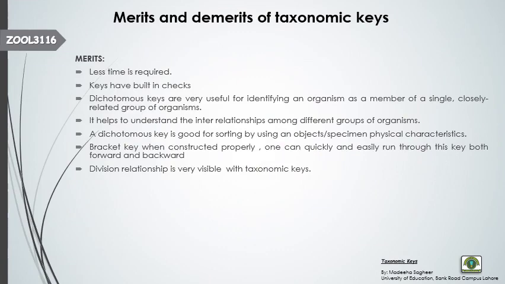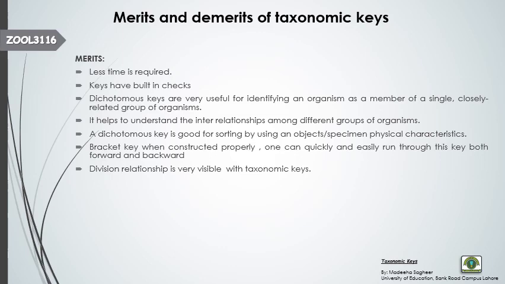Okay, now merits and demerits of taxonomic keys. Everything has merits or advantages or disadvantages. So taxonomic keys also have merits and demerits. Firstly, if we talk about the merits, then of course with the help of a key that has already been constructed, it is very easy and less time consuming to identify your specimen in hand, right? And keys also have built-in checks. How do they have built-in checks?